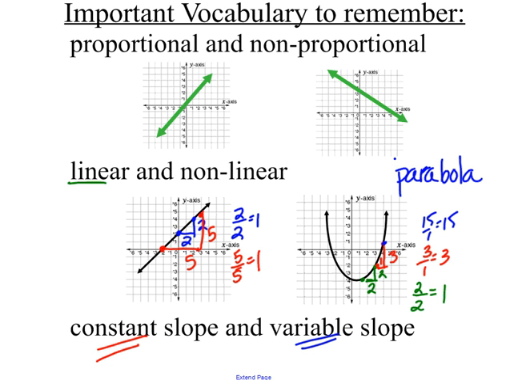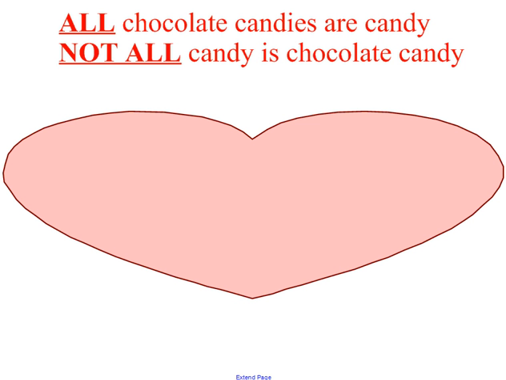Now, I've made the statement to you about how all functions are equations. So what I want to do is explain that a little bit in terms of something that makes sense to you: chocolate. All chocolate candies are candy. Not all candy is chocolate candy, which is true. There's Jolly Ranchers, Nerds, all kinds of things. They're all candy, but they're not chocolate.